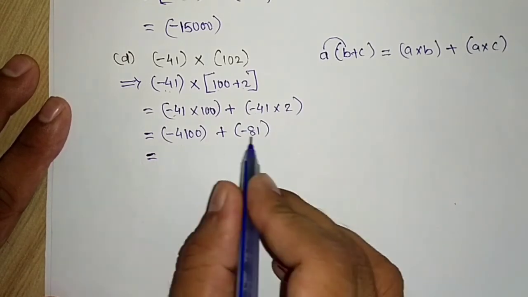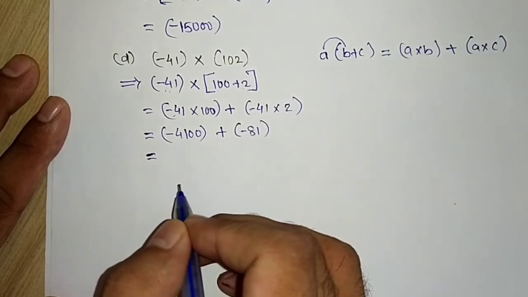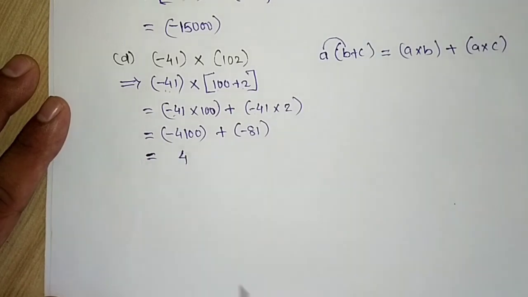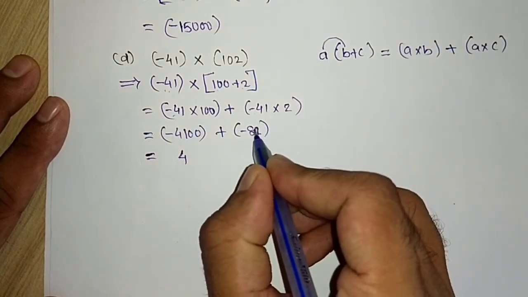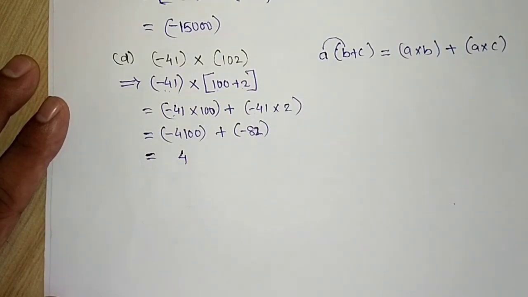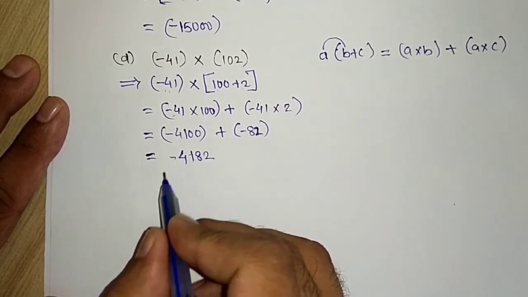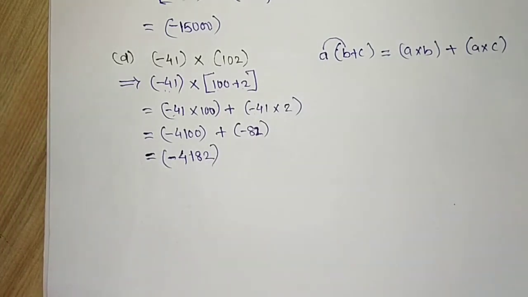Now we are adding two integers with the same sign. What we do is add the numerical values and keep the same sign, that is the common sign. So adding, sorry, here 41 into 2 is 82, students, sorry. So minus 4182, with the common sign, that is the minus sign. Wasn't it easy, students? Using properties makes your sum easy.